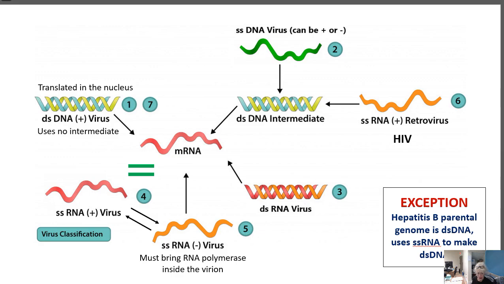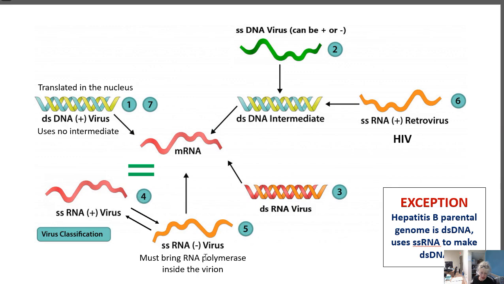So this kind of goes over how the viruses replicate. This is the retrovirus, HIV. And it's kind of complicated. We have drugs for HIV that affect a lot of the different processes. So what happens is double-stranded DNA viruses don't need an intermediate. They go to messenger RNA. We take a single-stranded RNA plus-sense virus.